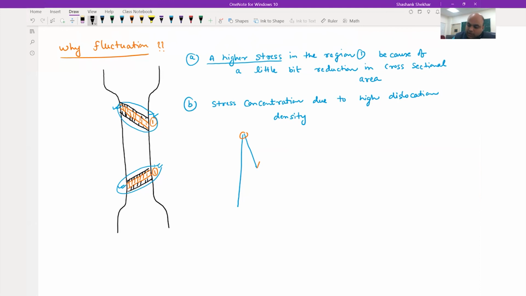Okay, so you are again going to see a yield drop because they have freed themselves from the Cottrell atmosphere, right? Now this process will continue. So you are going to again form a new Lüders band. So say propagation of Lüders band. Since it is happening nearby this region, I will say propagation of Lüders bands instead of saying new Lüders bands.